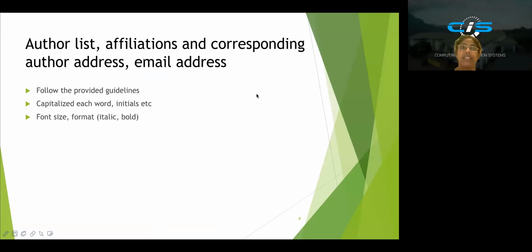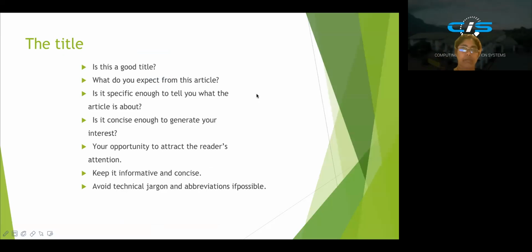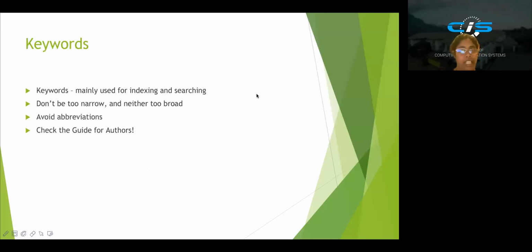And then the author list, affiliation, corresponding author, addresses and email addresses should be written after that. Is this a good title? What do you expect from this title? Is it specific enough to tell you what the article is about? Is it concise enough to generate your interest and attract the reader's attention? Keep it informative and concise, and avoid technical jargon and abbreviations.